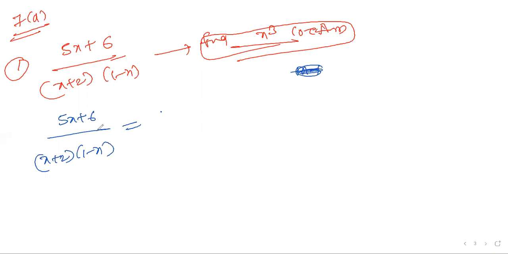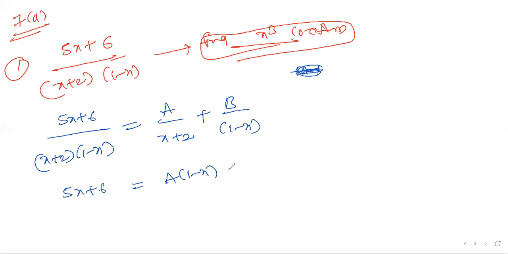This question looks like a Model 1 because the denominator is more than the numerator. Model 1. How do you have to open? A by x plus 2, b by 1 minus x. You know the process, right? 5x plus 6 equals a into 1 minus x plus b into x plus 2. The denominator cancels. I don't want to touch it.